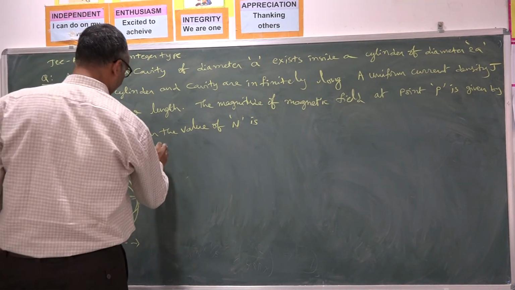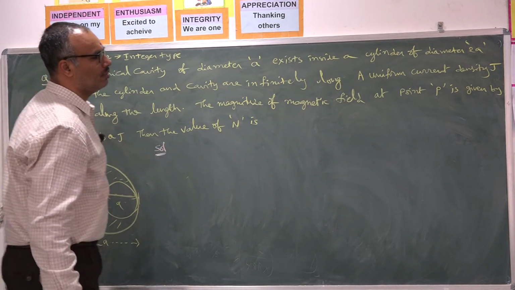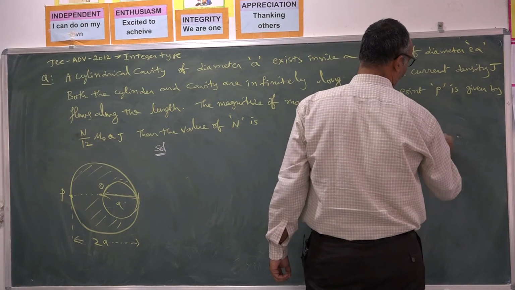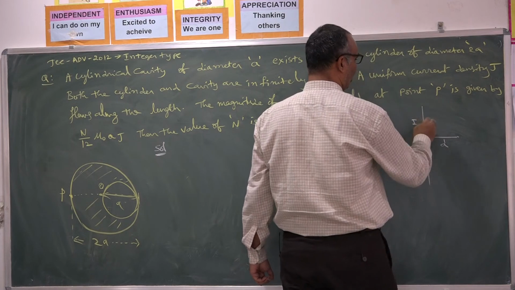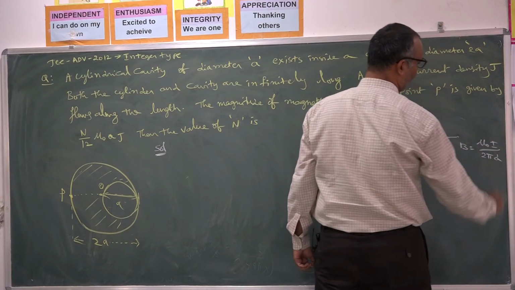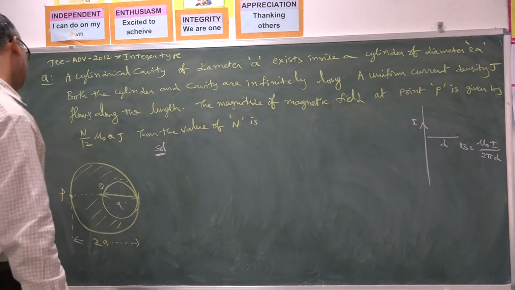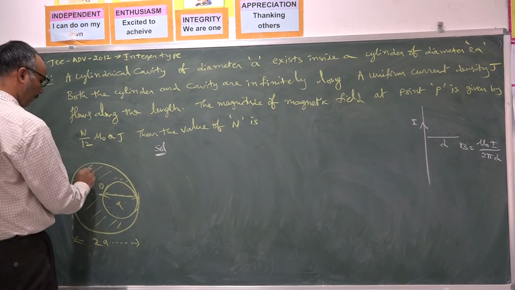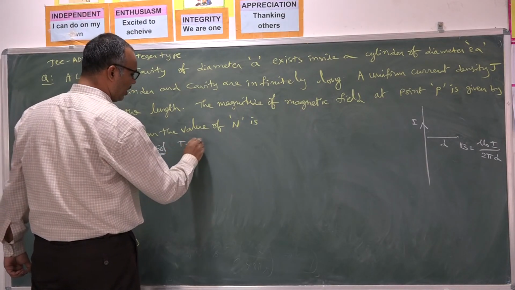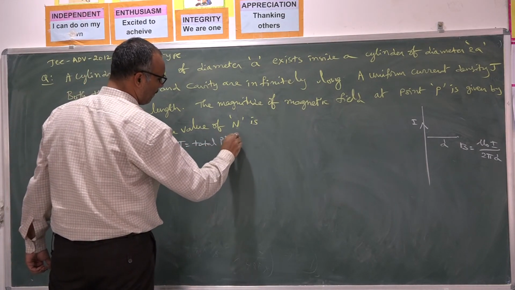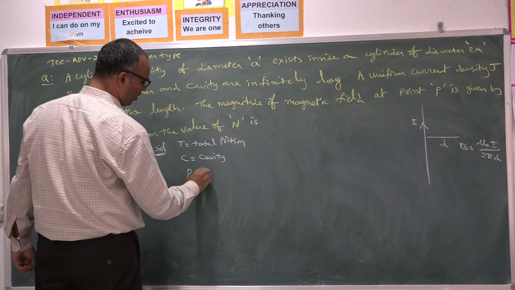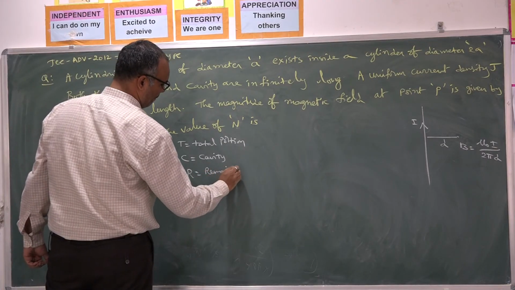Solution. We know that whenever there is a current carrying conductor of infinite length at a distance d, if it is carrying current I, the strength of the magnetic field is given by mu naught I by 2 pi d. Here, T stands for total conductor or total portion. C stands for cavity. R stands for remaining part.